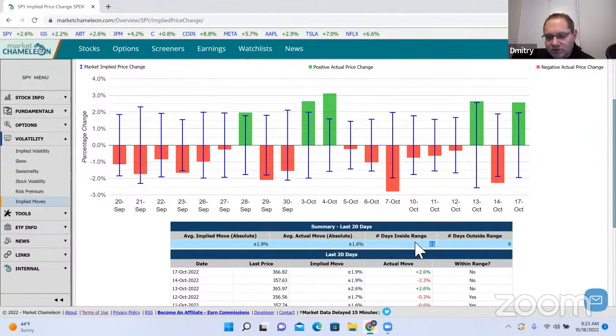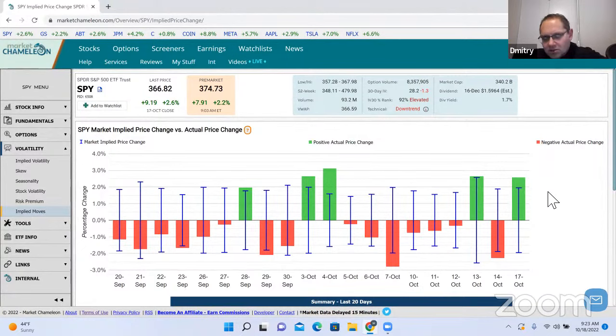All right, if there are no questions on this, no questions on implied versus realized moves, maybe what I'll do is show a screener of how to filter out stocks where currently the implied move is below the historical realized. Let me know if you see any questions. None have popped up yet, D. Okay. Let's take a look at this screener here.